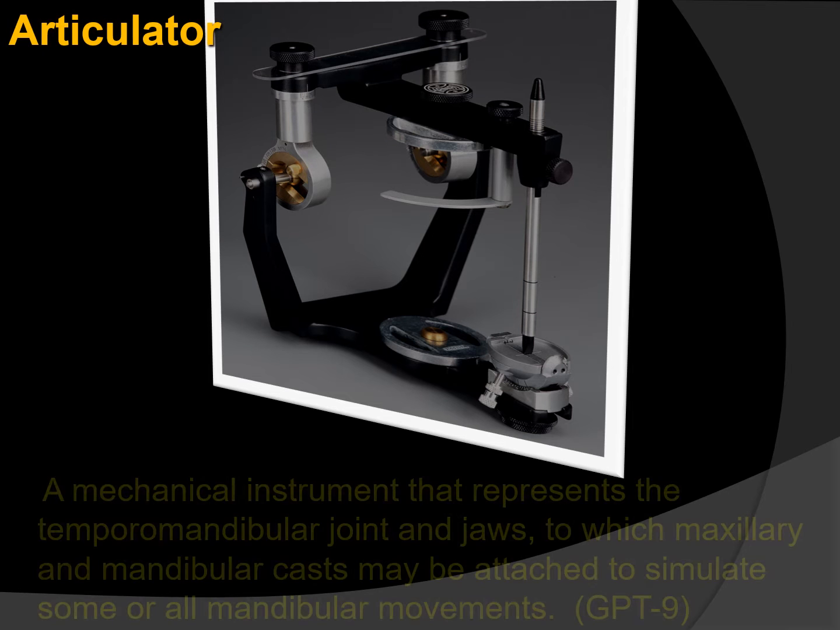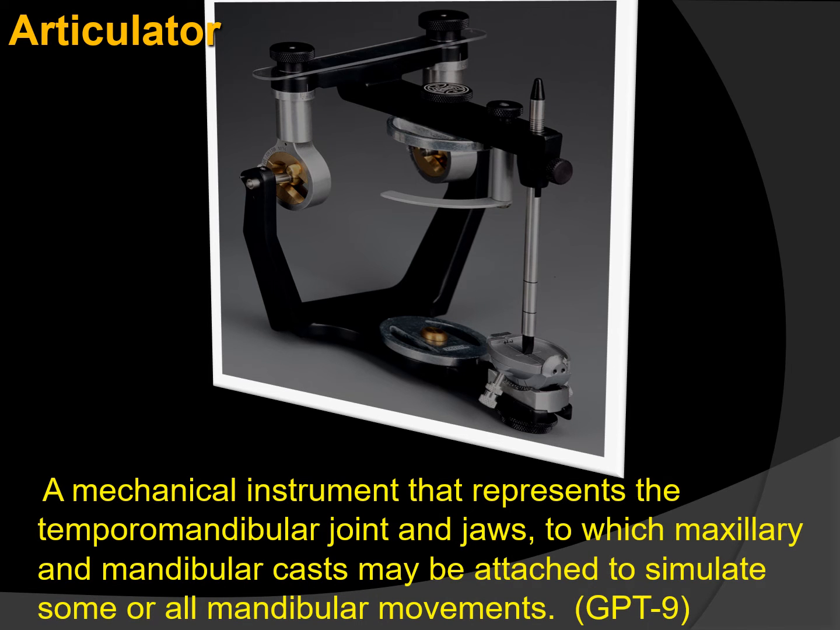Definition of articulator. As per GPT-9, it is a mechanical instrument that represents the temporomandibular joint and jaws to which maxillary and mandibular casts may be attached to simulate some or all of the mandibular movements. So, articulator simulates the mandible, the mandibular ligaments, the TMJ, muscles of mastication, and maxilla, as well as a complex neuromuscular mechanism that programs the mandibular movements.